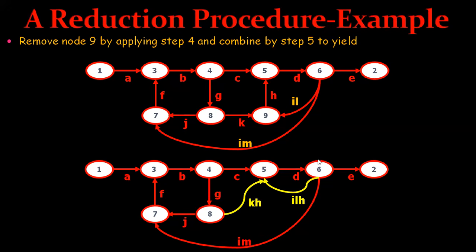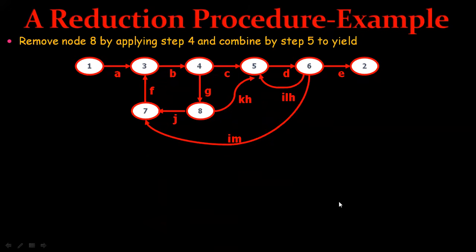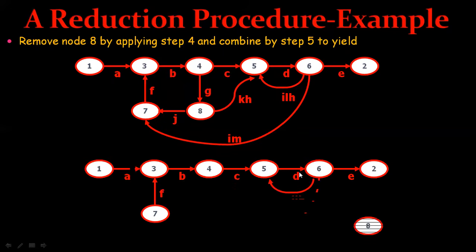So I removed the node 9. Now let me remove one more node. Suppose I am removing the node 8, again the same procedure, applying from step 4 and combining with step 5 to yield the procedure. So I removed 8. So here in this case, we are coming from 4 to 8, then 8 to 5.